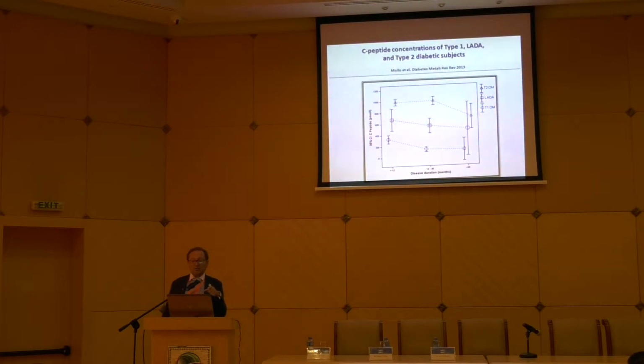Now, the C-peptide concentration of type 1, LADA and type 2. By definition, in type 1, the C-peptide is below 0.2 nanomolar. If you have 0.2 or greater, fine. According to the DCCT, you have less complication. That's fine. So good patients with type 1 have some residual beta cell function.